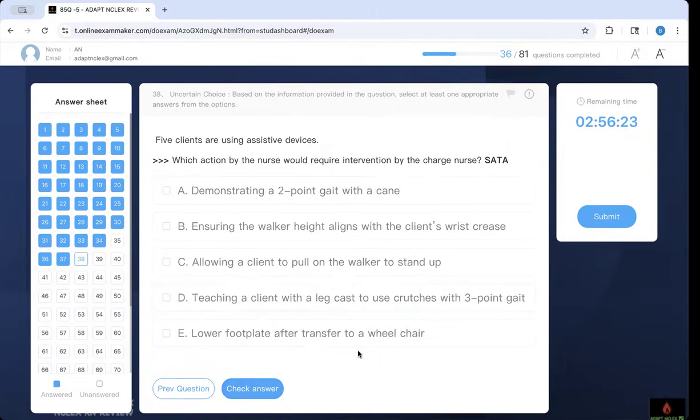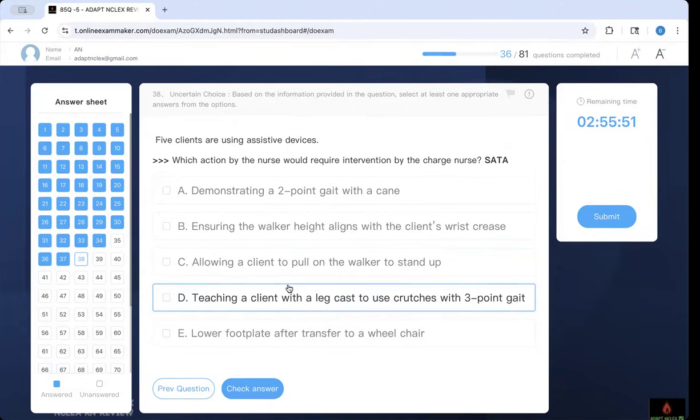Which action by the nurse requires intervention by the charge nurse? Select all that apply. This is NCLEX SATA, like I told you. I want you to be comfortable with select all that apply. So that's why most of this is select all that apply. Which of these five clients using assistive devices require intervention? That means they're not doing well. Demonstrating 2-point gait with their cane. Ensuring the walker height aligned with their wrist crease. Allowing a client to pull on the walker to stand.